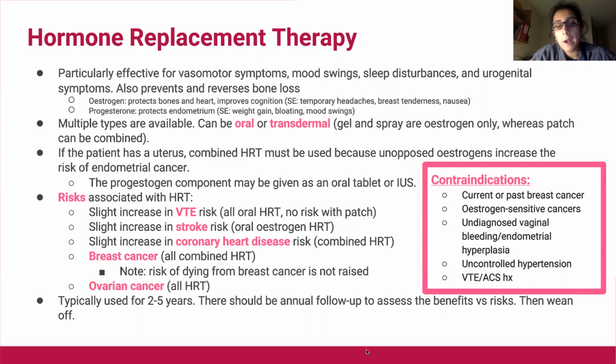And with regular follow-up, patients can expect results in their symptoms after about 3 months. They're followed up regularly, and the aim is to wean them off after this amount of time has passed. So it's most useful between the ages of 50 and 60. After that, the risks of things like VTE, stroke, and coronary heart disease start to become a bit greater because of patients' age as well.